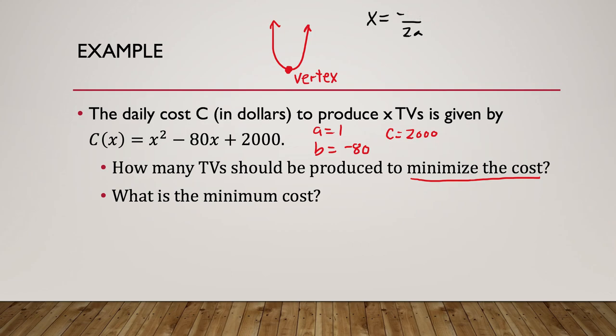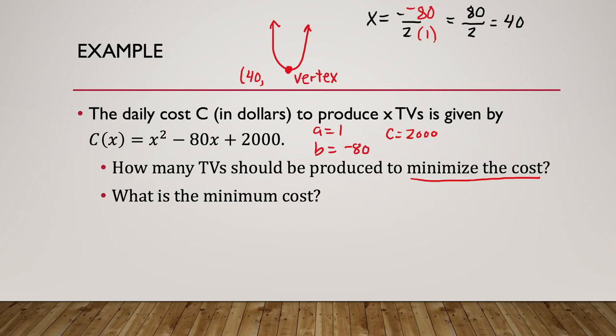So in place of the b, I'm going to substitute in a negative 80. And in place of the a, I'm going to substitute in 1. All right, so a negative 80 turns positive. 2 times 1 is 2, which gives me an x value of 40. So again, in that vertex point, I now know that the first value is 40.